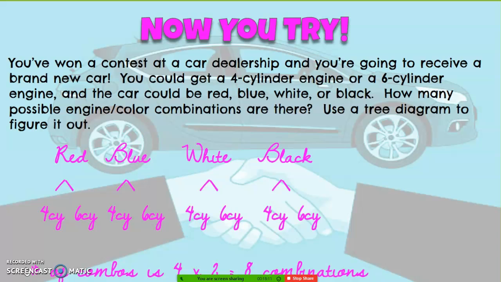Okay, so there's a possible tree diagram: red, blue, white, black. You could have a red 4-cylinder, or a red 6-cylinder, blue 4-cylinder, blue 6-cylinder, etc. You could have also put the 2 cylinders across the top, and then each cylinder had 4 branches coming from it. So you could have done it the other way. Either way, you're going to get 8 different combinations. 4 times 2. 4 colors, 2 engines. So if I won a car, what would be the probability that I would get a blue 6-cylinder car? The probability would be 1 out of 8.